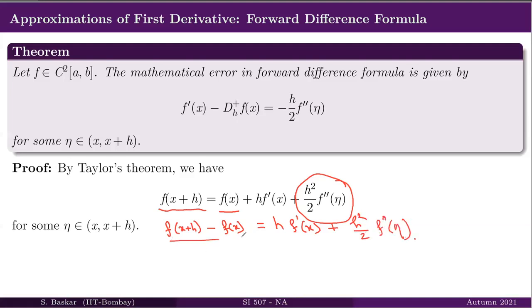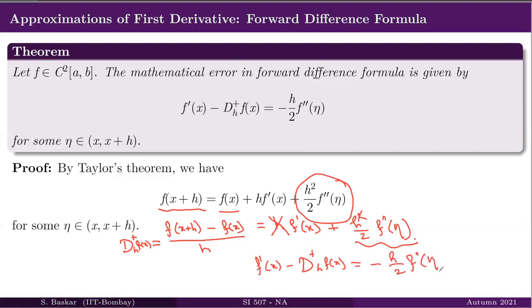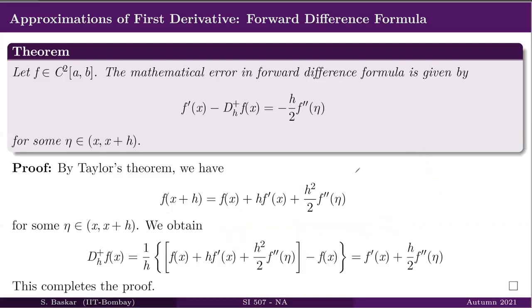Now divide both sides by h, and you will get that the forward difference formula D h plus f of x, which is given by this, is equal to f dash of x plus this. Therefore, f dash of x minus the forward difference formula can be written as minus h by 2 into f double dash of eta. So that is how we get this formula, and that completes the proof of this theorem.